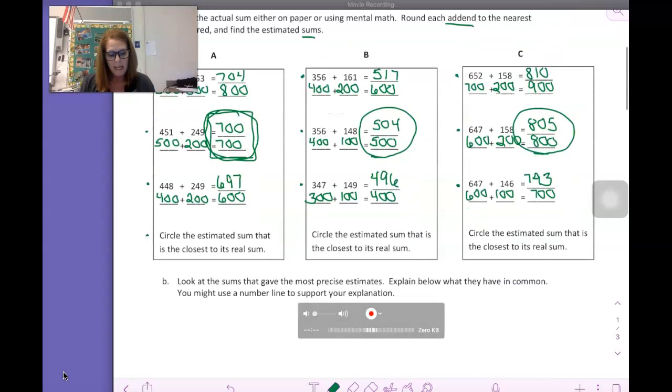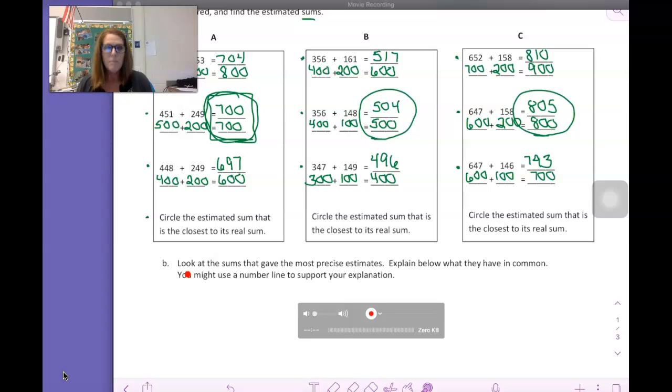Now, letter B says, look at the sums that gave the most precise estimates, which means the ones we circled, the ones that are closest to the actual sum. Explain below what they have in common. You might use a number line to support your explanation.